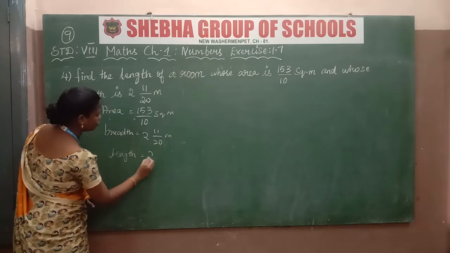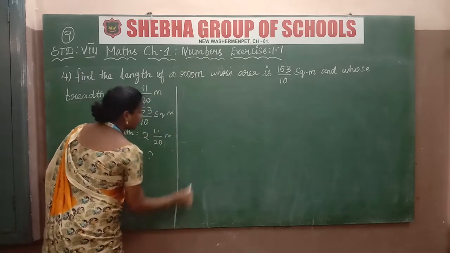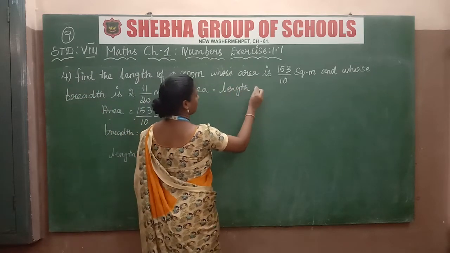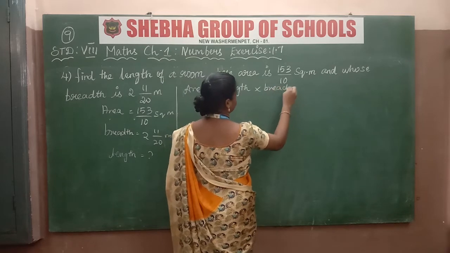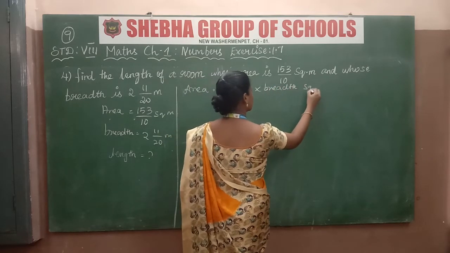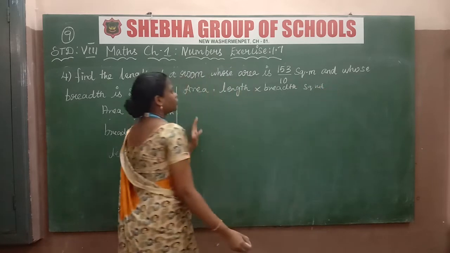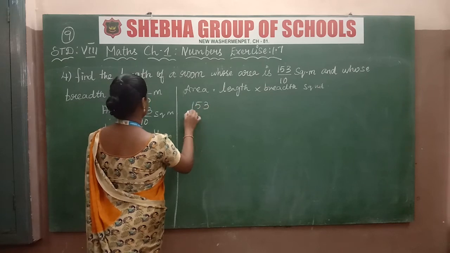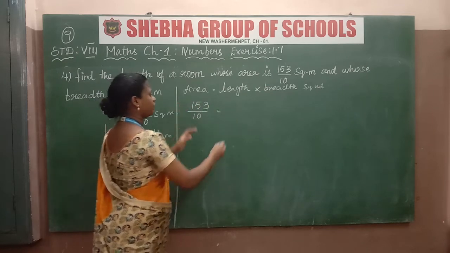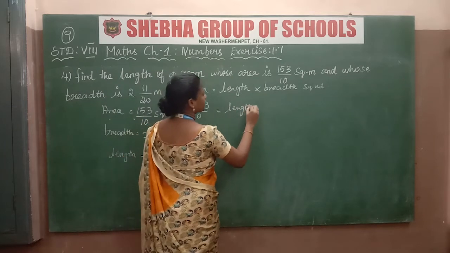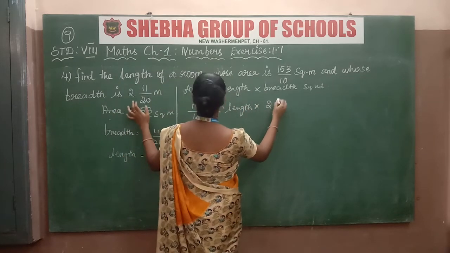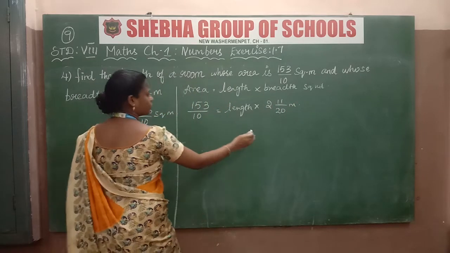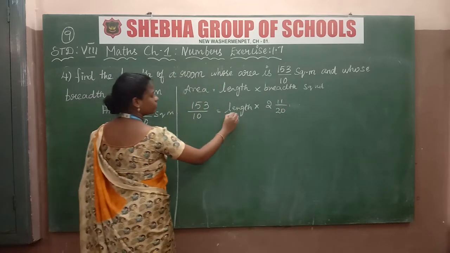So length is equal to what? Area A is equal to length into breadth, in square units. Then the area value is 153 divided by 10, and we have to find the length value, into the breadth value, which is 211 by 20 meter. This is also in meter, so we don't write the meter. Then we have to find the length value.